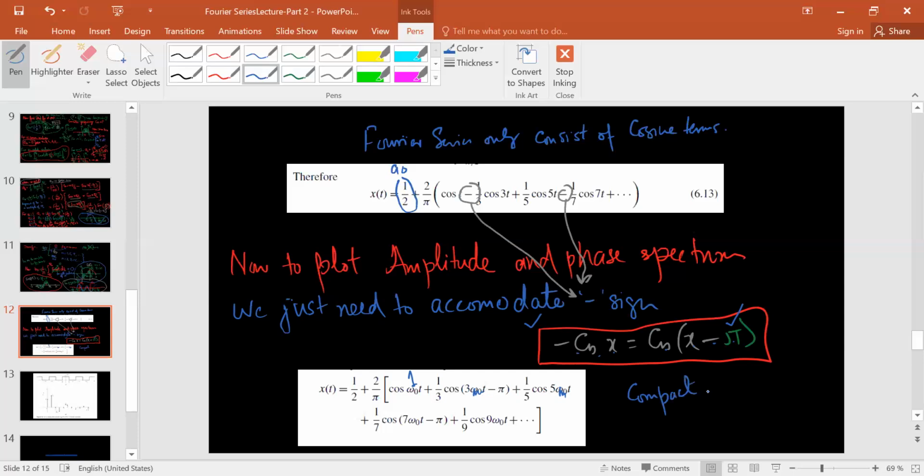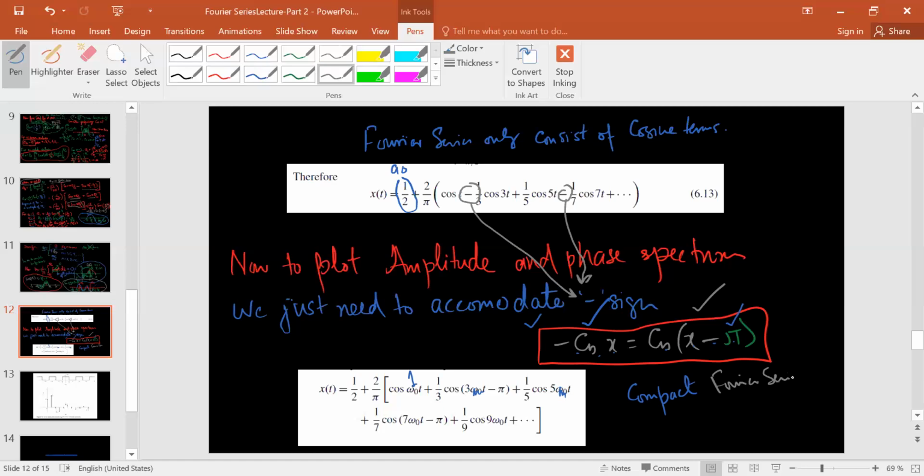In the last example, we were doing that processing, that the square root of an square plus bn square was cn. But here, we don't need to do that. We just took care of that trigonometric identity. This is the one that I'm talking about. This identity. So if I take care of this identity, then I don't need to really use the formula. So the compact Fourier series is already in front of me.